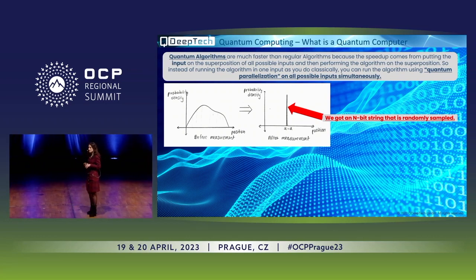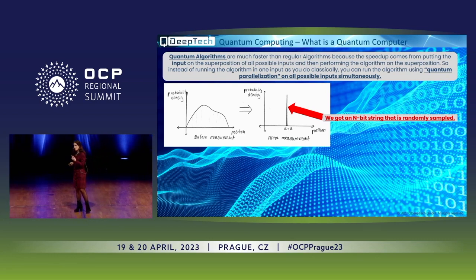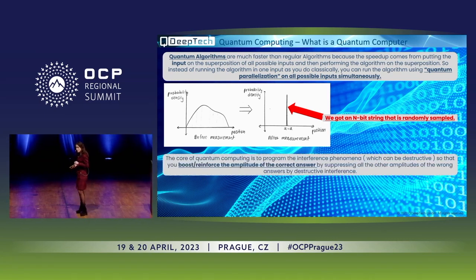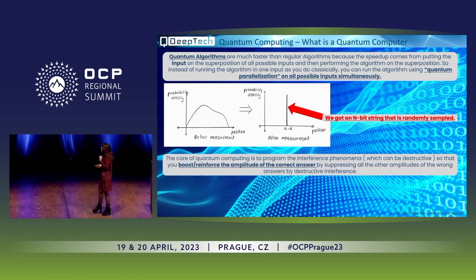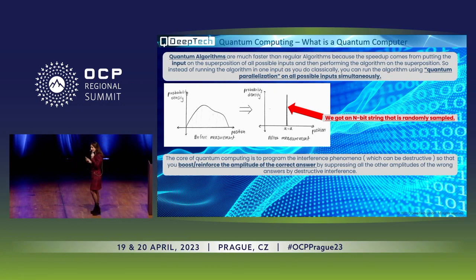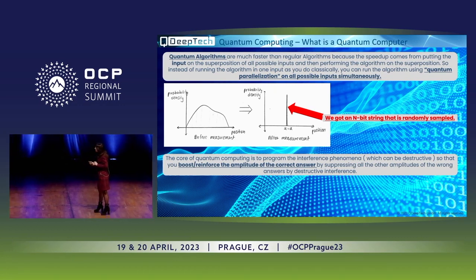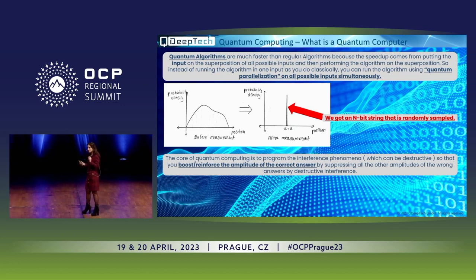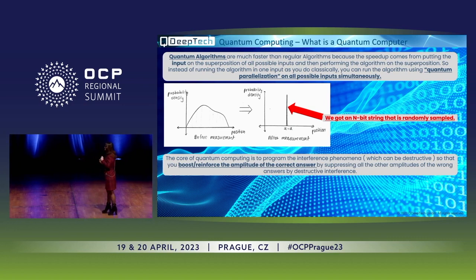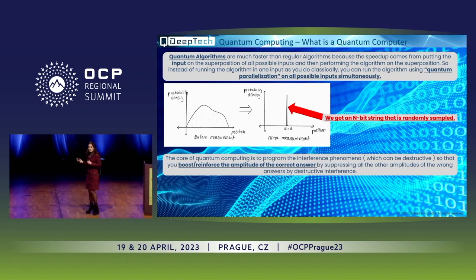So what the heck is with this quantum computing? There should be something more than just measuring and getting one n-bit string randomly sampled. And this something more is exactly the core of a quantum computer: the ability to program these amplitudes in such a way that you boost or reinforce the amplitude of the correct answer by suppressing the amplitudes of the wrong answer. And the core of this is exactly this entangled superposition that we have, what is called destructive interference. So it's not just doing random sampling or random computation.